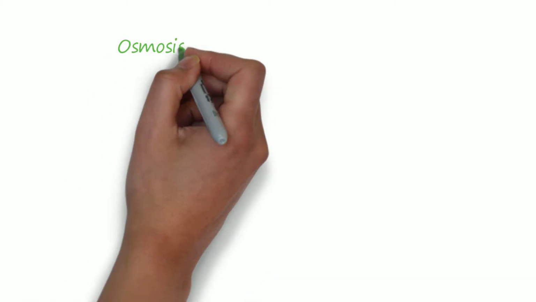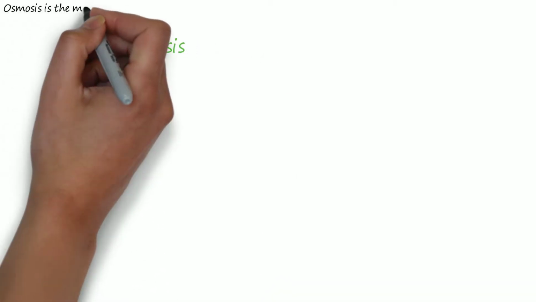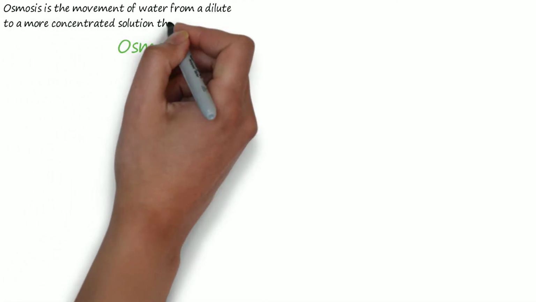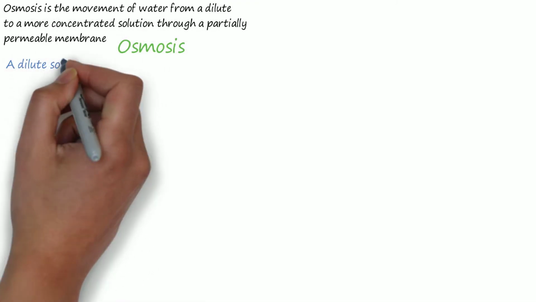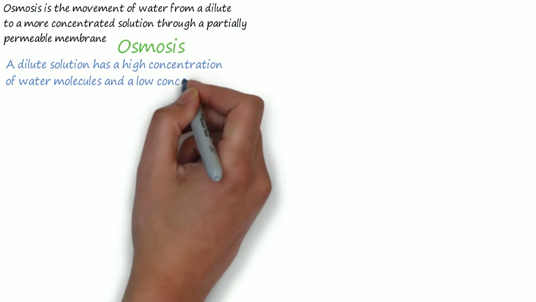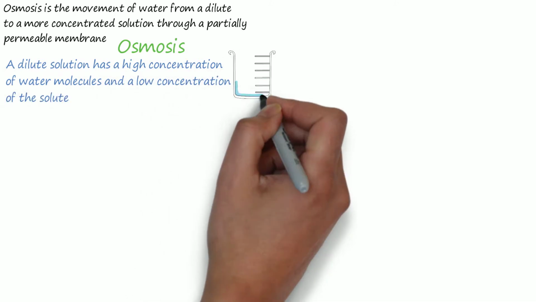Osmosis is the movement of water from a dilute to a more concentrated solution through a partially permeable membrane. You can think of osmosis as the diffusion of water molecules. We need to make sure that we understand the difference between dilute and concentrated.